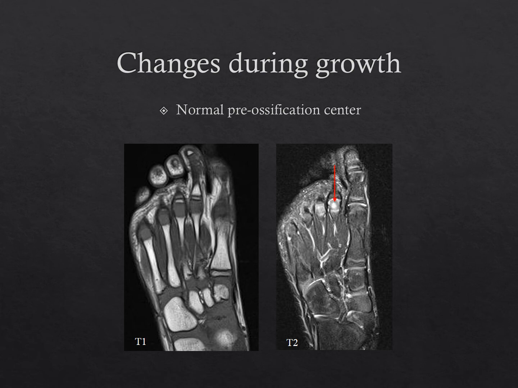The pre-ossification center is well seen in this second metatarsal in the foot of this 2-year-old. If you look at the corresponding T1, you will see that no ossified epiphyseal center is visible yet. This is also commonly seen in the trochlea of the elbow and in the distal femoral epiphysis at the knee.